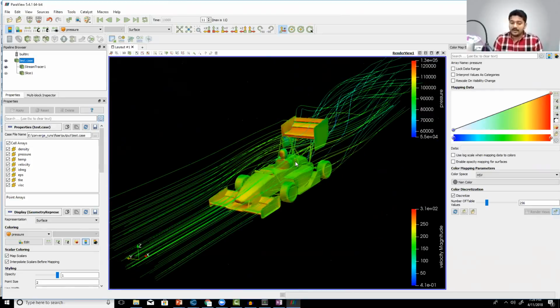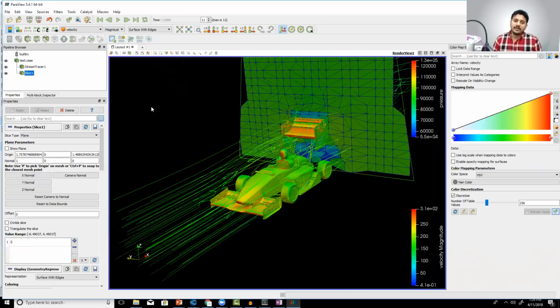But again, would I trust this result? To be honest, not really. This was actually run with a low number of cells. I think I ran it with around 0.5 million cells. But like I said, any results that you're getting with less than 20 million cells, the answers are probably wrong, right? So let's take a look at the computational mesh.